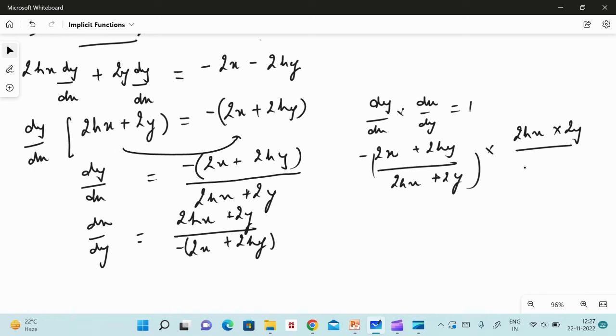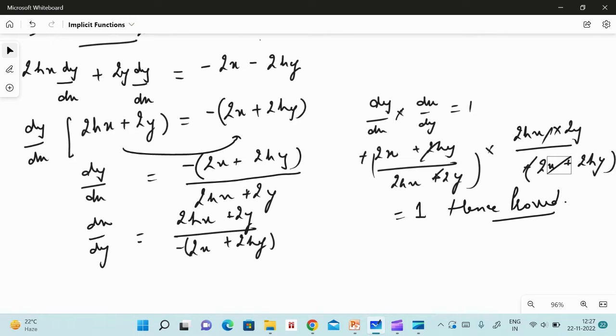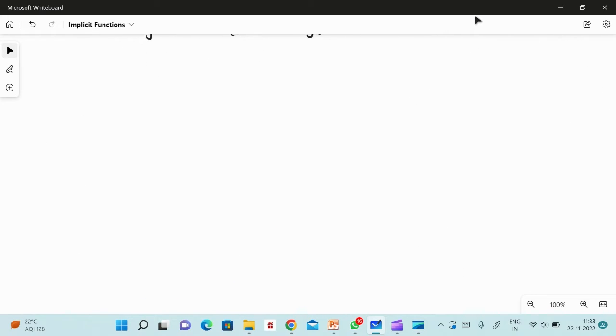2hx plus 2y divided by minus 2x plus 2hy, right? And if I cancel it, I will get 1. So this is equal to 1. Here I have a bracket, so the minus sign can also be cancelled. So ultimately, we prove that the multiplication of dy by dx and dx by dy is equal to 1, right? Okay, now let's take one more question of implicit functions.